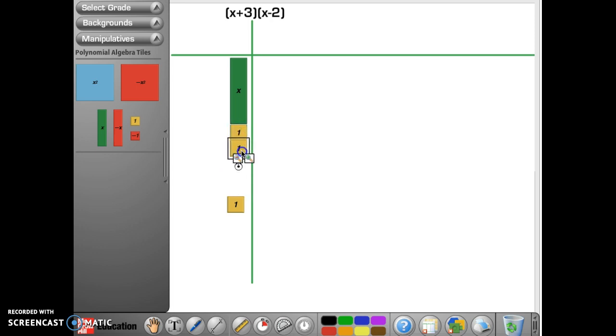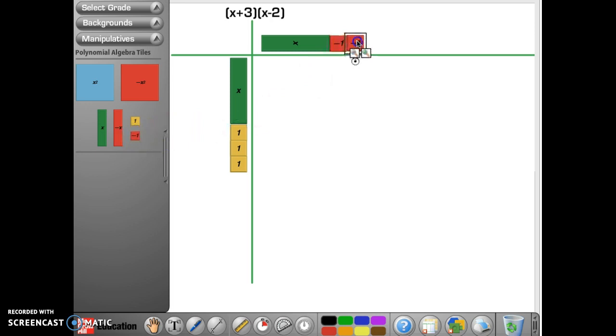Because our goal is to create a rectangle. Just like we did with base 10 pieces in 277, we need to create a rectangle. And then along the top, I'm going to make x minus 2. So x and then minus 2. Kind of line them up.